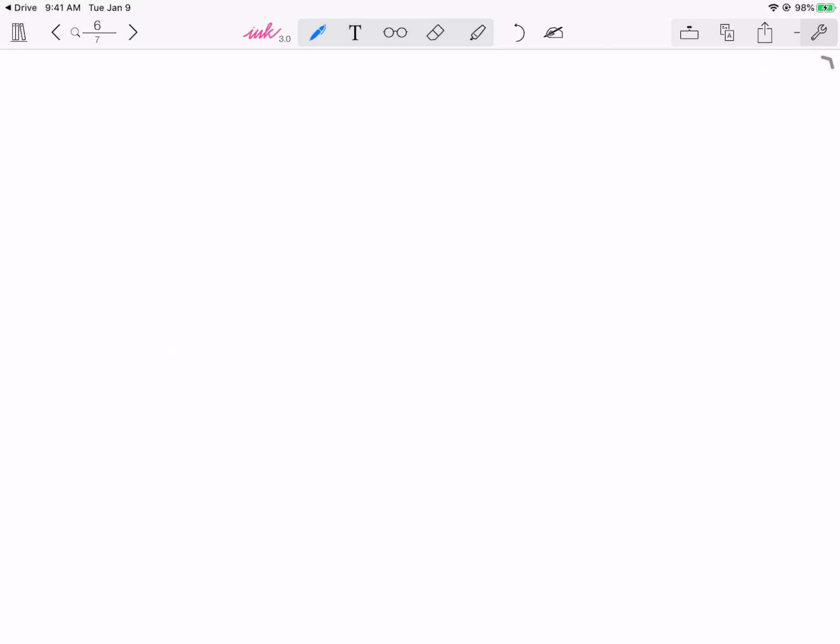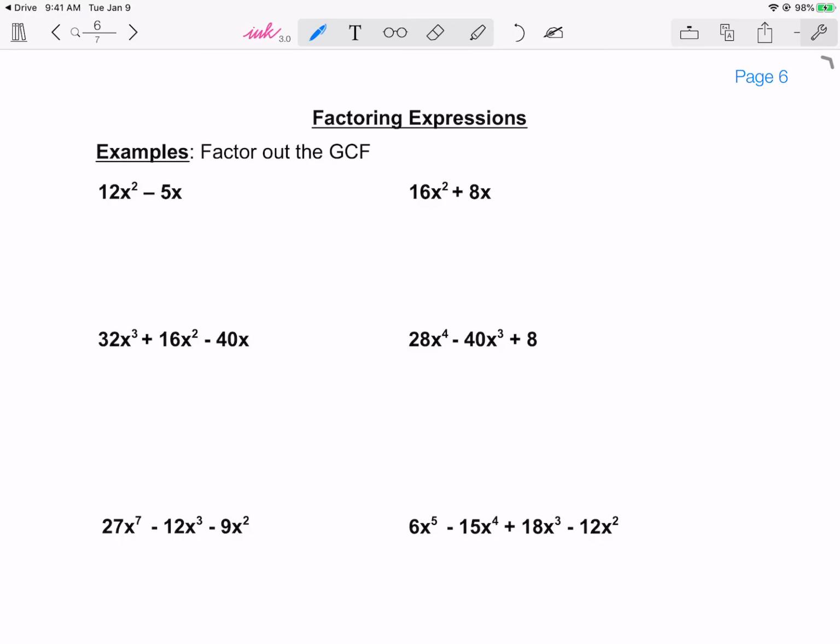So let's start factoring out these GCFs. So here's a whole bunch of examples. I'd invite you to pause it and try it if you already know what you're doing, and you can check your answers. So we look at the first one. I look first at the coefficients. 12 and 5 have no factors in common. But of these expressions, there's one x here, so I can factor out a single x.